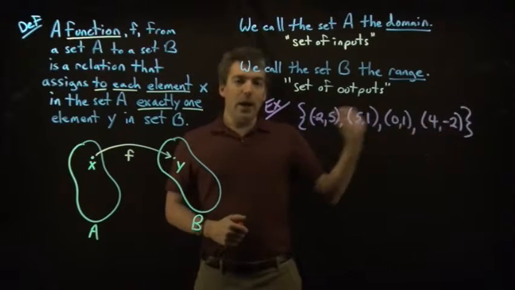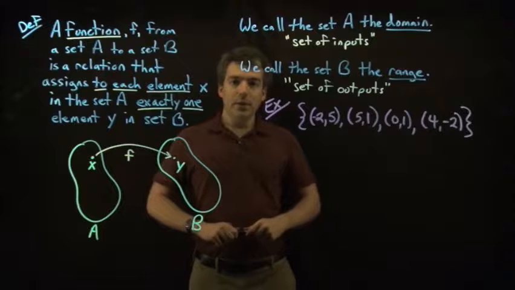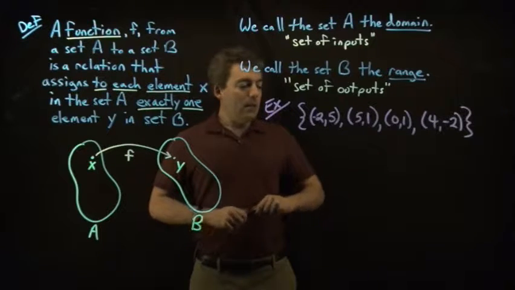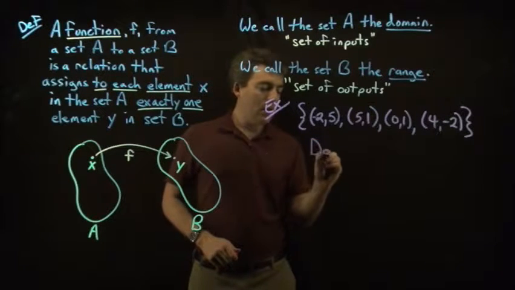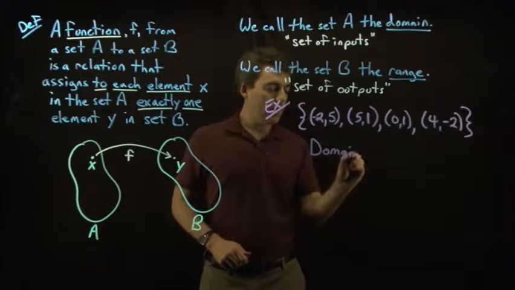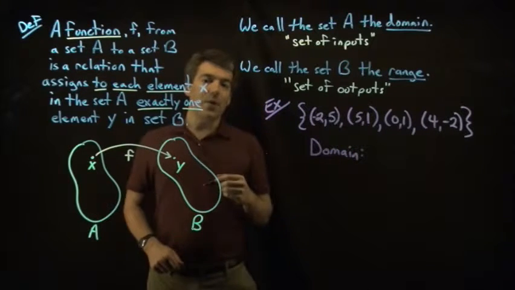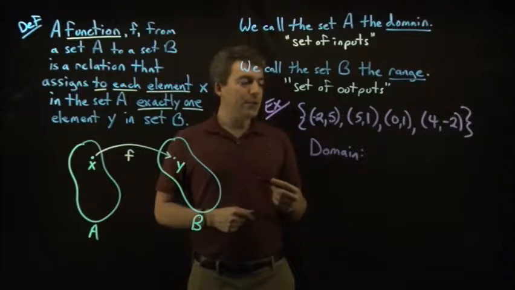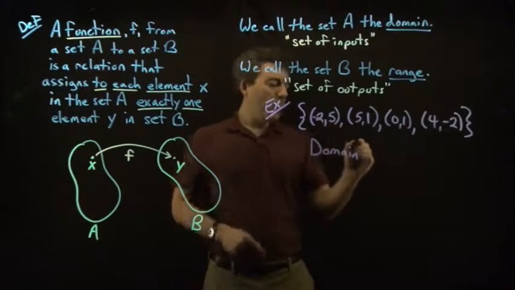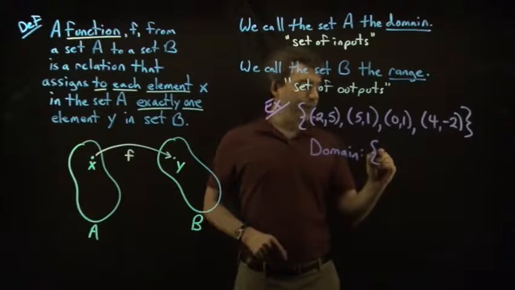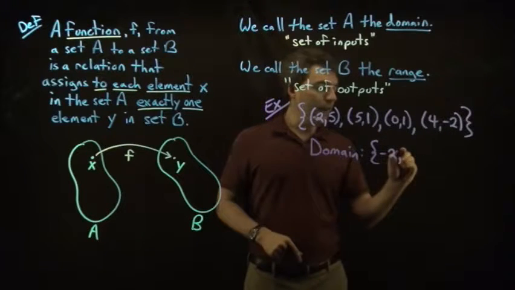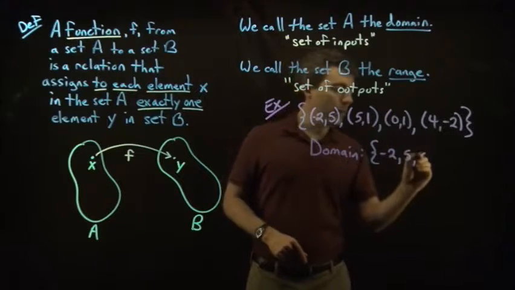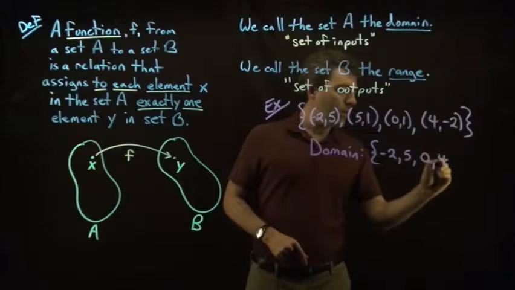Let's figure out what the domain and range is of this function. So the domain would be the list of all the first coordinates in these pairs. So the domain will be -2, 5, 0, and 4.